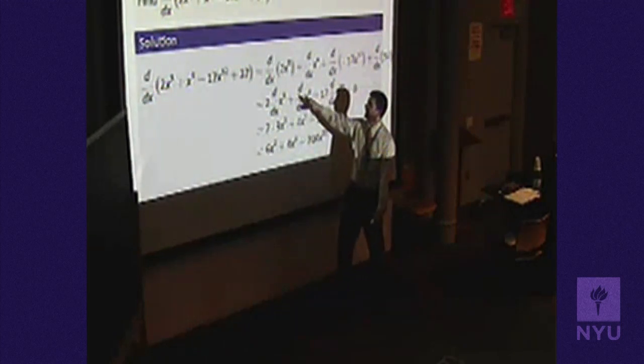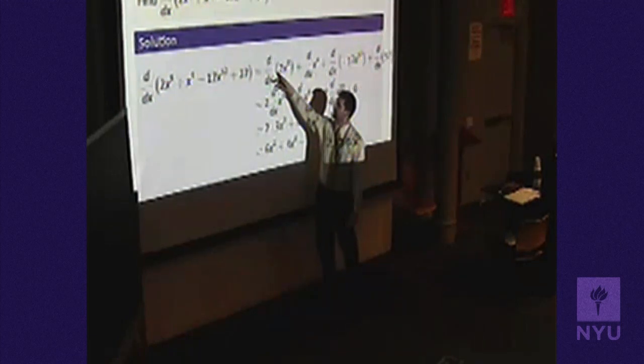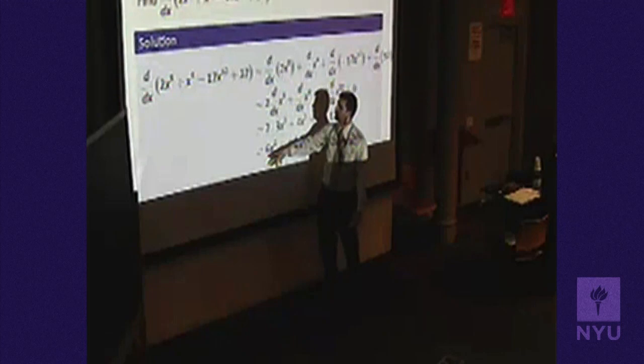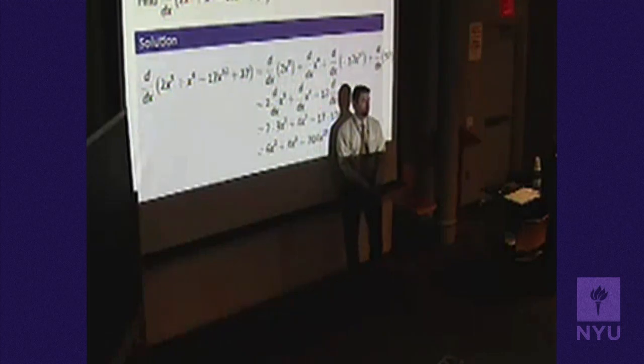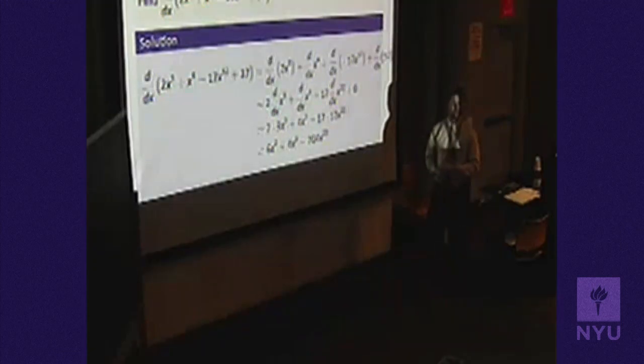You can say, okay, this is a 2 times x cubed. I'm going to pull out the 3. That's going to be 3 times 2, so I'll write down 6 and subtract 1 from the power, leaving x squared. Okay, with a little bit of practice, it does start to become easy. Other questions about that? About this differentiation process? Okay.